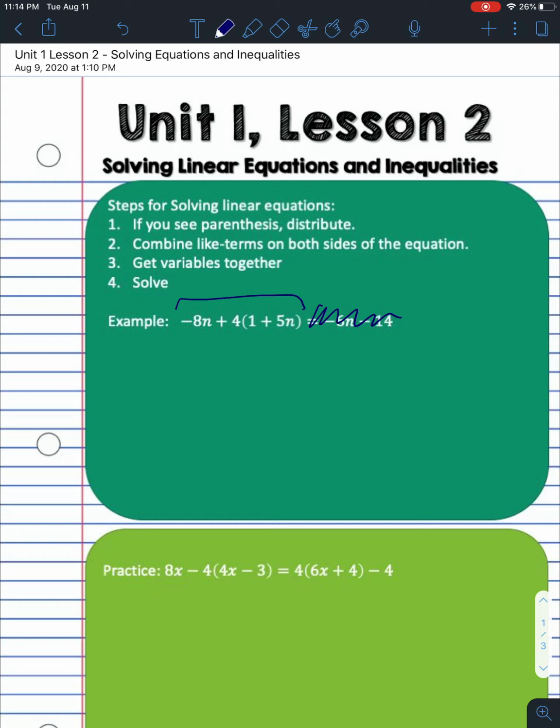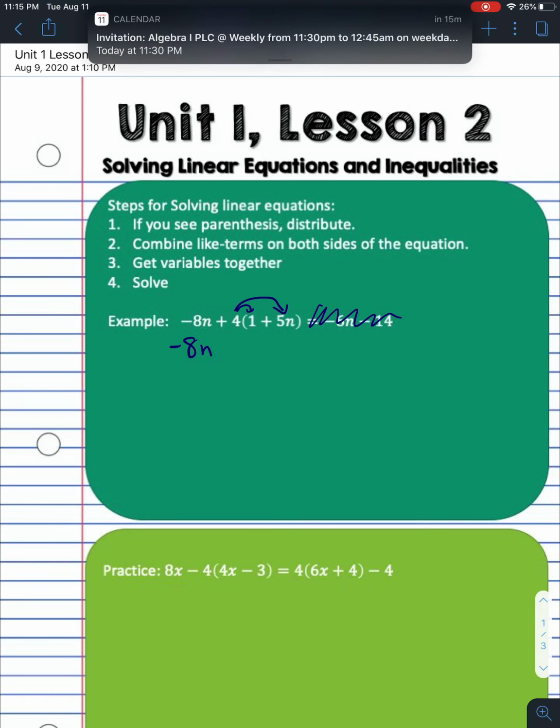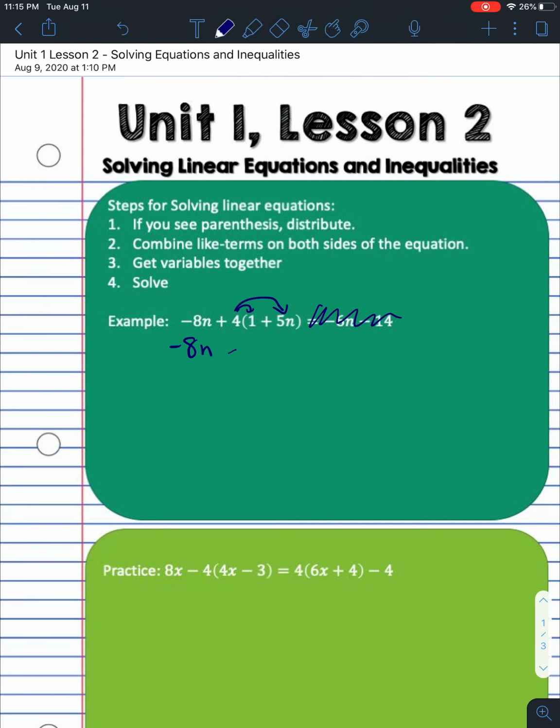Step 1 says look for parentheses. Let me erase this out of the way. I do see parentheses. Parentheses means I need to distribute, so we should be pretty comfortable with distribution at this point. I'm not doing anything with the negative 8n, so I'm going to move that down. And I'm going to multiply through. So 4 times 1 is 4. 4 times 5 is 20n. And then I still have all of the things on the other side of my equal sign. I'm going to bring those down so I don't lose them and I don't forget about them, okay?